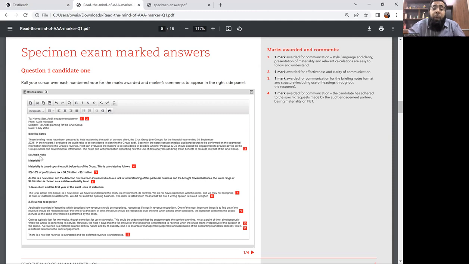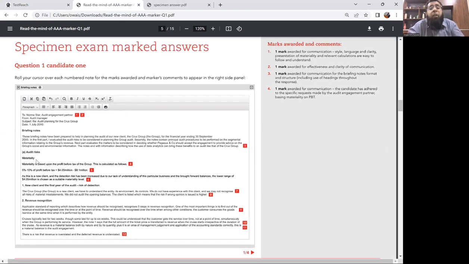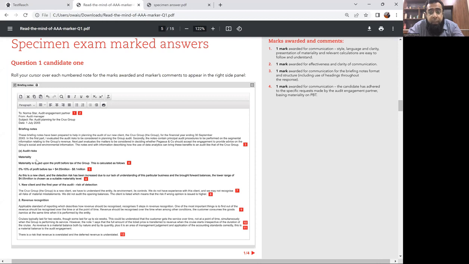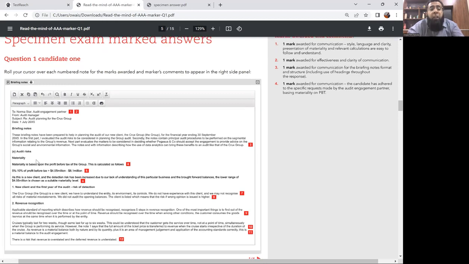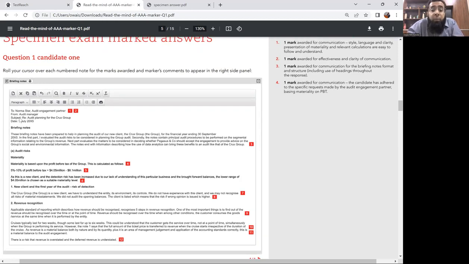Then he started with part A, audit risk, materiality. If you remember, the partner has instructed us to use profitability as a benchmark of materiality. So let's look at it. Materiality is based on profit before tax of the group. This is calculated as follows.